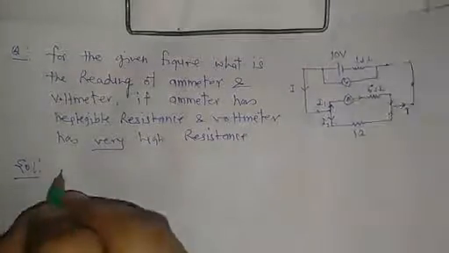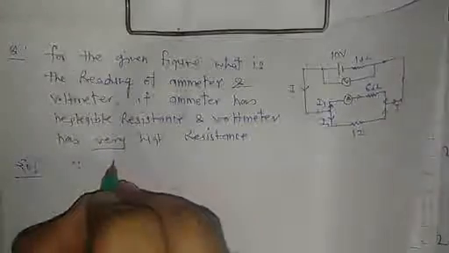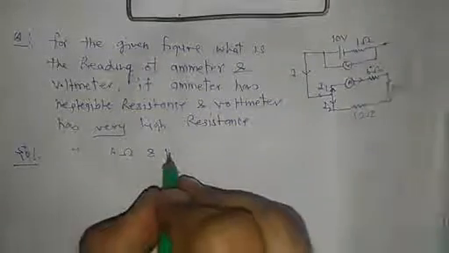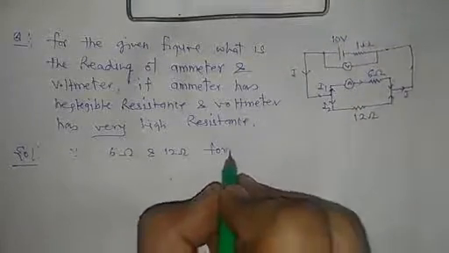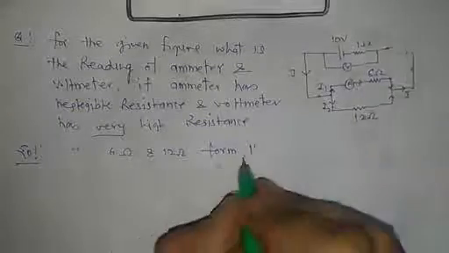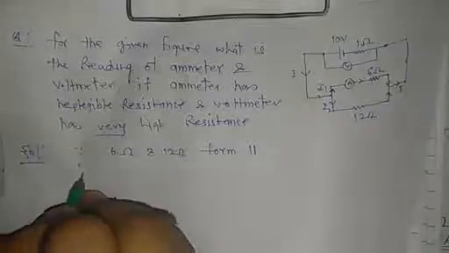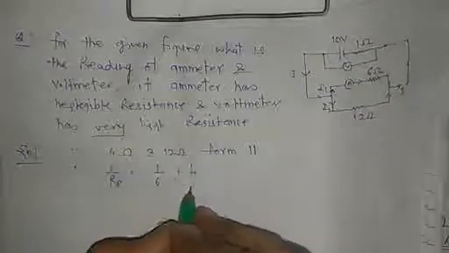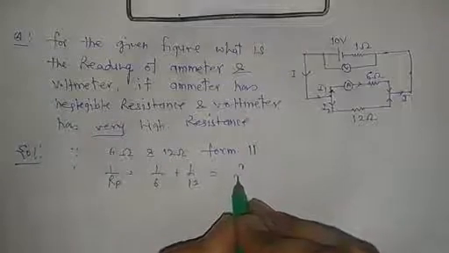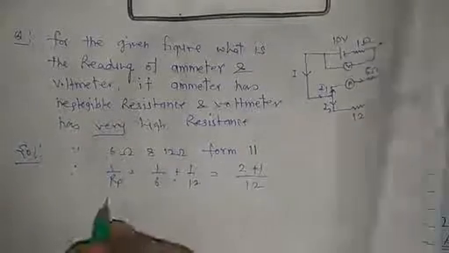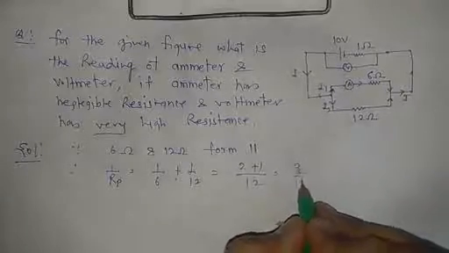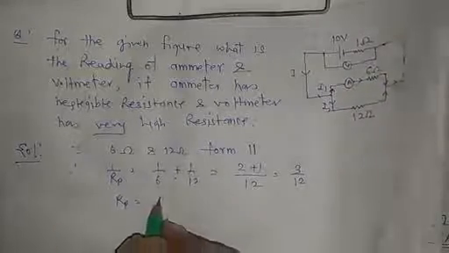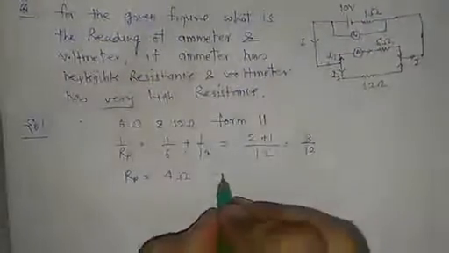Since 6 ohm and 12 ohm form a parallel combination, therefore 1 upon Rp is equal to 1 upon 6 plus 1 upon 12, that will give you 2 plus 1 upon 12, equal to 3 upon 12. Therefore you will have your Rp equal to 4 ohm. It's your first part.